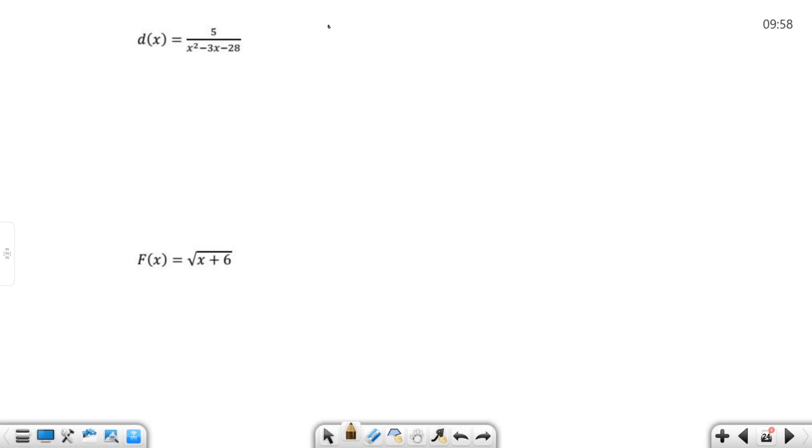So the process step, when you want to find the domain of little d, and this thing's giving me issues here, is you say x squared minus 3x minus 28 cannot equal 0. The denominator cannot equal 0. That's your process step. So you have process steps for denominators.